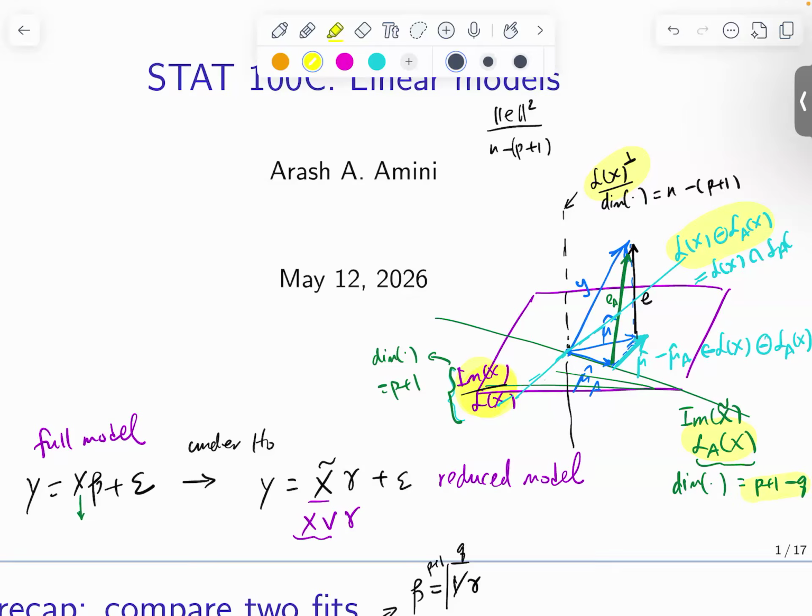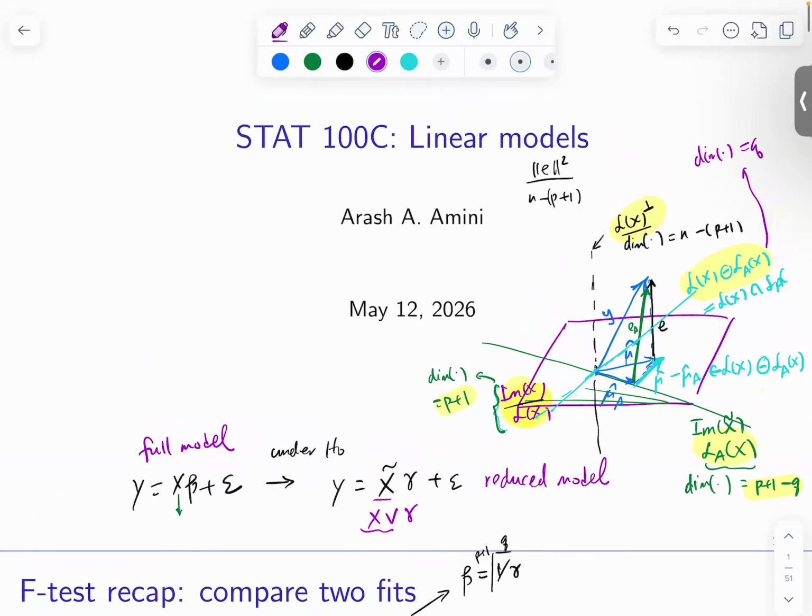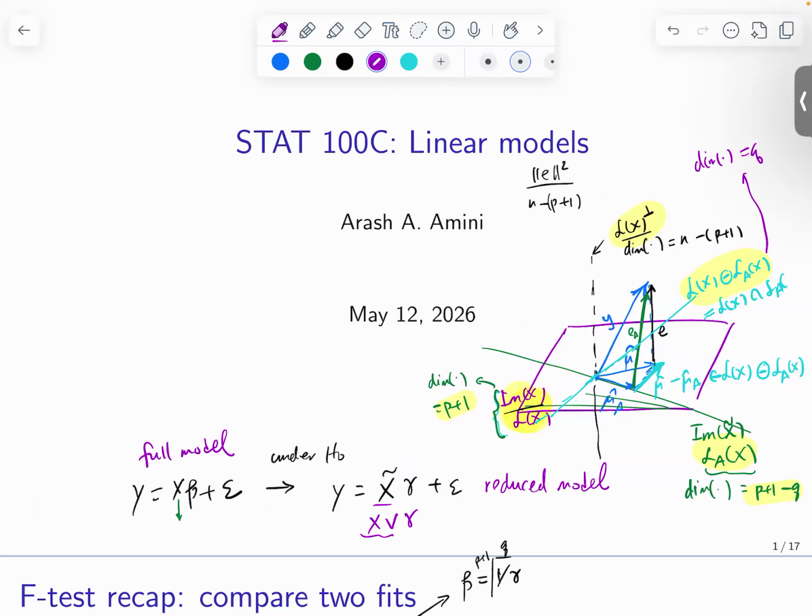Because this is p plus 1 minus q, and this is p plus 1, the dimension of this space would be q. So the dimension of this plus the dimension of LAX would add up to p plus 1. And that's roughly what we did; it's basically the rank of the projection matrix. Remember the projection matrix was H minus HA. So this was a projection matrix that projects onto that space, and that would give us mu hat minus mu hat A.